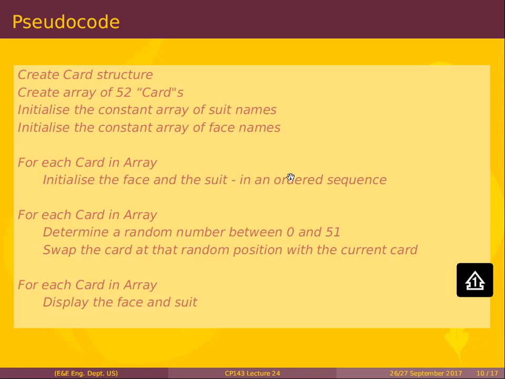Now we're going to shuffle it. We want to randomize this. So how are we going to do that? We're going to define a random number between 0 and 51, and we're going to swap the card at that random position with the current one. So we're just going to swap out those two cards. And then how are we going to deal the cards? Well, we're just going to print them out.